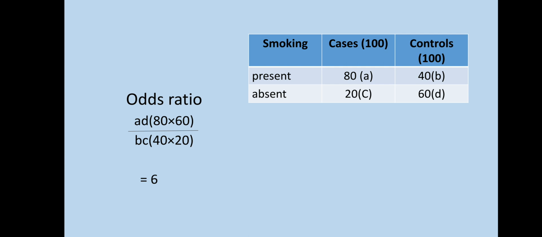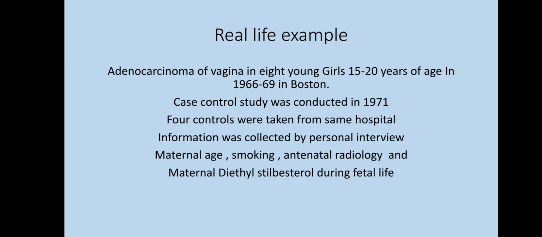It means that there is a strong correlation between smoking and lung cancer, and we will say that in smokers the chances of having lung cancer is 6 times more than the controls. So if anyone is a smoker, he will have 6 times more chance of having lung carcinoma as compared to a non-smoker. So this is a real life example of the case control study, which is a historical example.